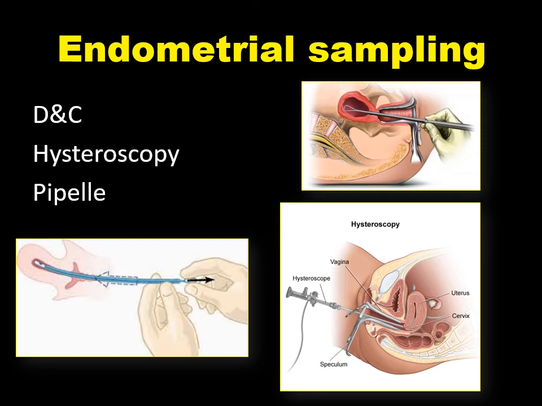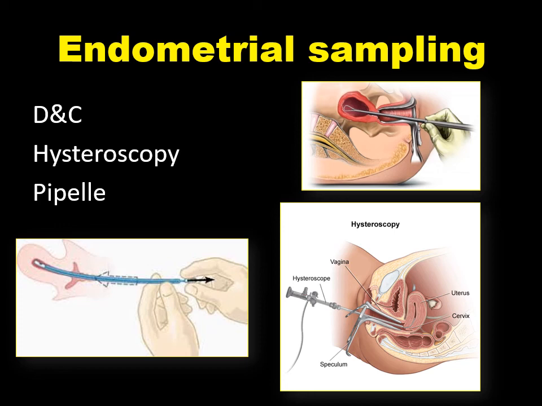Endometrial sampling can be done by one of three methods. It can be done by a D&C, dilatation and curettage. We insert a curette and get a sample from the walls of the uterus, from the endometrium. This is a blind procedure, so we may miss pathology.